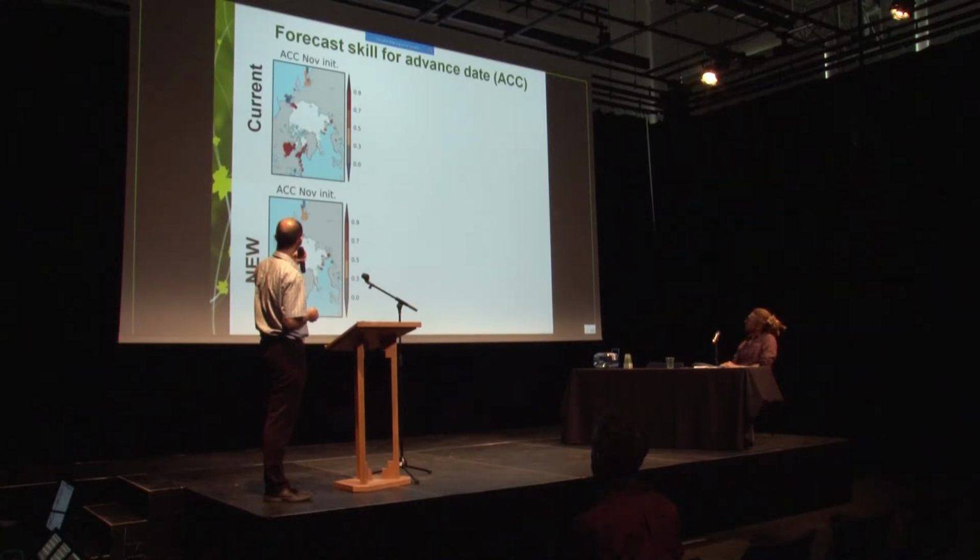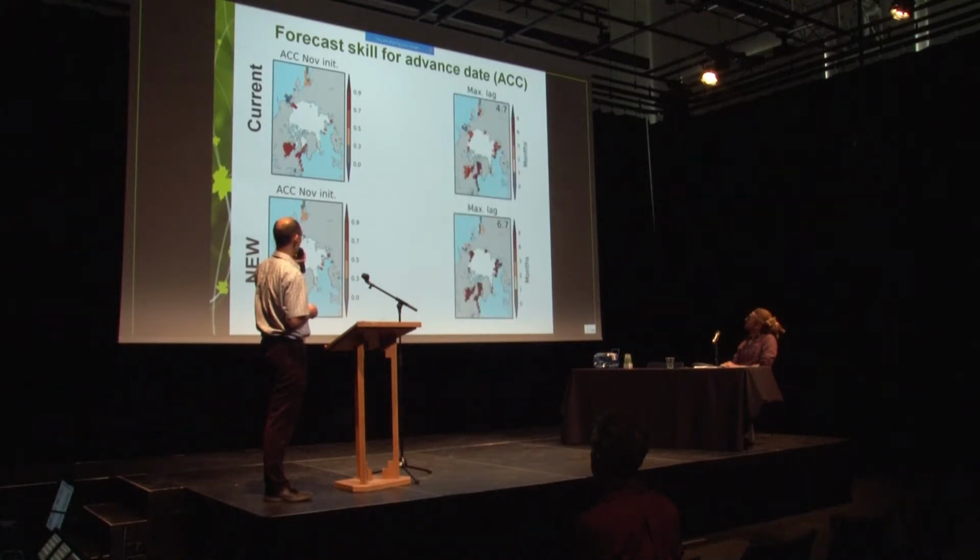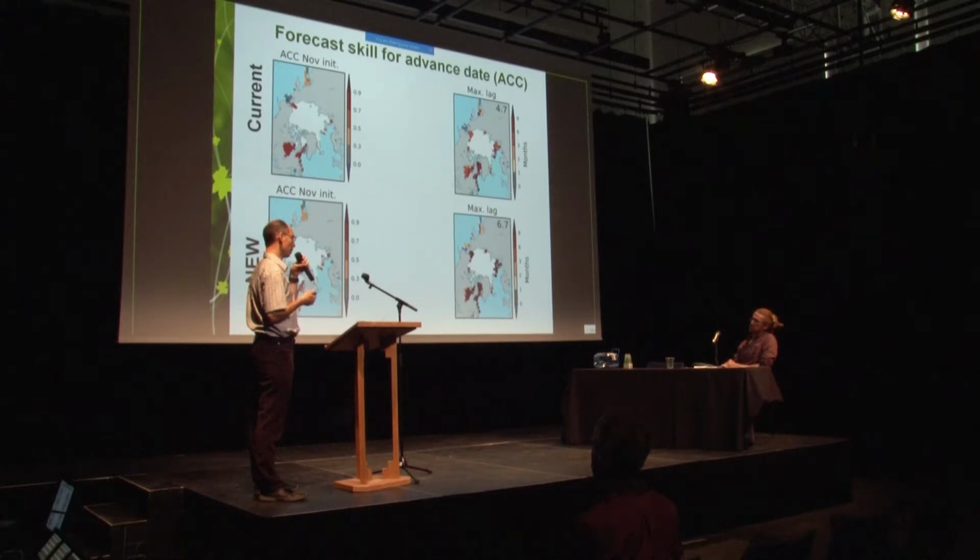For the advance dates, in November we already had very high skill, but the maximum lag with significant skill actually increases from about 5 to 7 months, which is quite dramatic. I should say that most of this skill improvement in the new system comes from a better representation of the trend. So for the detrended advance and retreat dates, the improvement is about 10% or so. So it's not as dramatic as for the full anomalies.